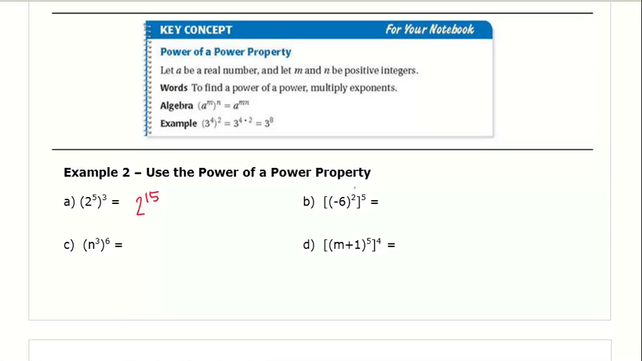For b, notice parentheses, keep the parentheses. So it's negative 6. Power over power, we multiply our exponents. So it's negative 6 to the 10th power. For letter C, multiply your exponents. It's going to be n to the 18th. And for D, notice in parentheses, let's keep it that way, but 5 times 4 means it's m plus 1 raised to the power of 20.